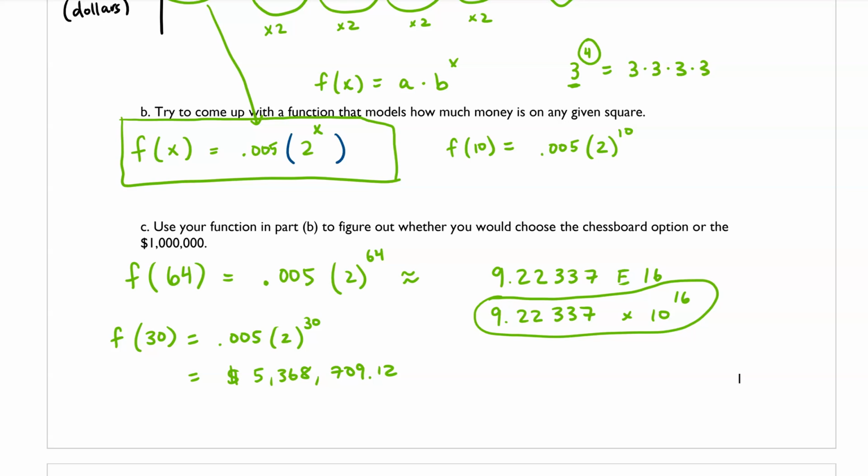So overall, we would definitely want to take the chessboard. That could end world hunger with that kind of money. So we would take the chessboard.